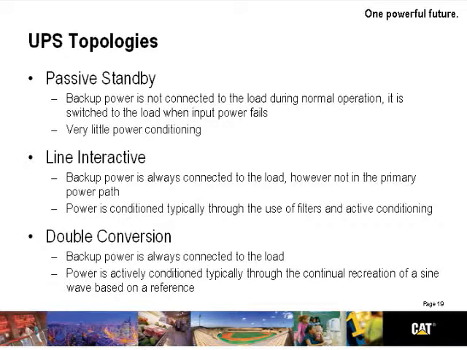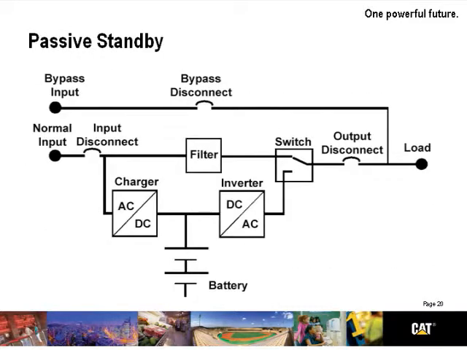Double conversion is exactly what the name implies. We're going to go through two conversions. We're going to take the normal incoming voltage, convert it from AC to DC, float charge our batteries, then convert it back from DC to AC, creating a perfect sine wave output via the inverter on the output. But that conversion is all happening in the normal power path. So let's see how that represents itself in our chart.